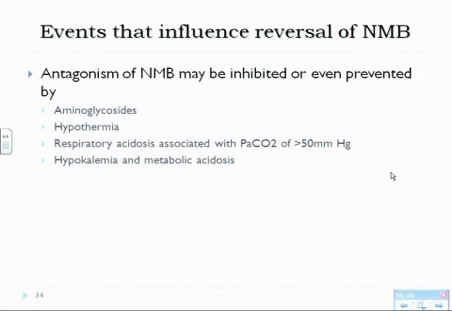Now, things that can influence your reversal. In other words, things that can potentiate the neuromuscular agent that you're using will be things like aminoglycosides. The other thing that will also make it more difficult to reverse somebody is hypothermia. And then respiratory acidosis can also increase the difficulty of reversing somebody. And hypokalemia and metabolic acidosis can also make it more difficult to reverse somebody.